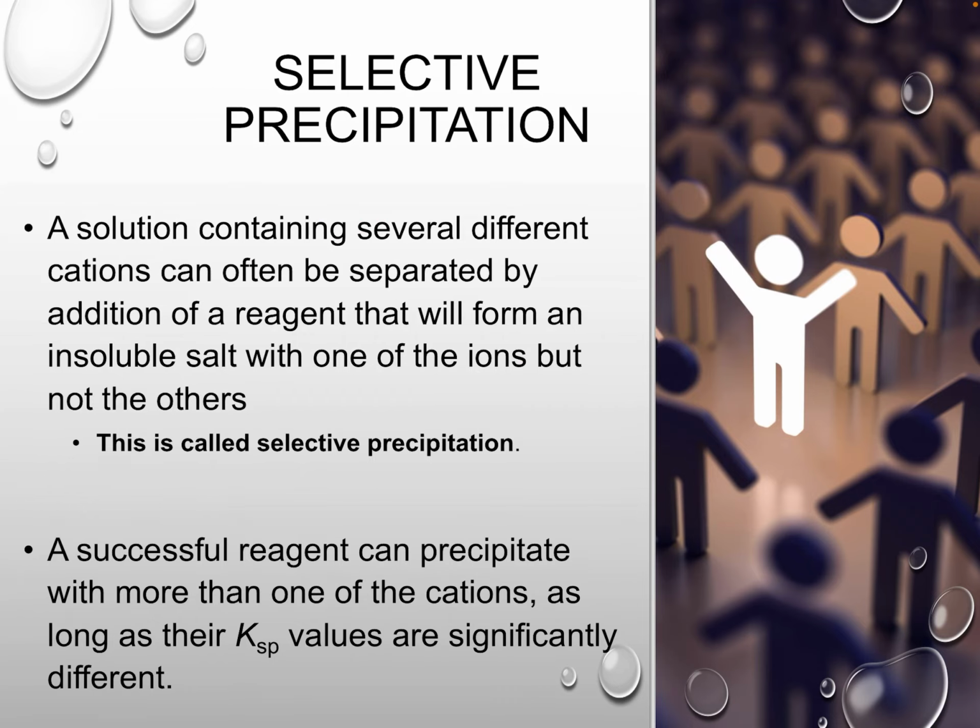Okay, selective precipitation. We have a solution that contains several different cations. The way that we separate them is we add reagents that form insoluble salts with one or more of the ions, but they'll have different KSP values. The whole point of selective precipitation is that we want to precipitate one specific ion and not any of the others. We want to be able to separate all of our cations from each other. The way this will play out in lab is we will separate all of our cations and identify them. It's going to be really fun. You're going to like it.